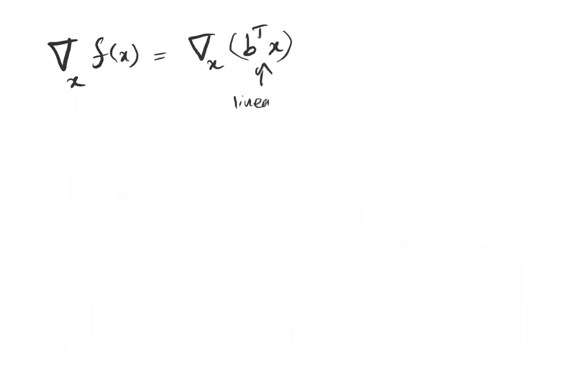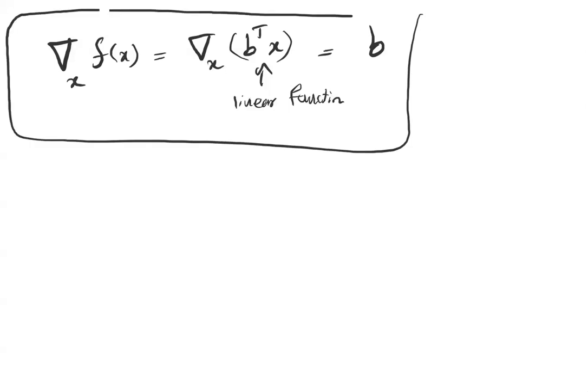Now we are going to write this in the closed form. So in the closed form, what does that mean? The gradient of f of x with respect to x is the gradient of b transpose x, which is our linear function, and this is equal to b. All right, this is the first thing we wanted to discuss.